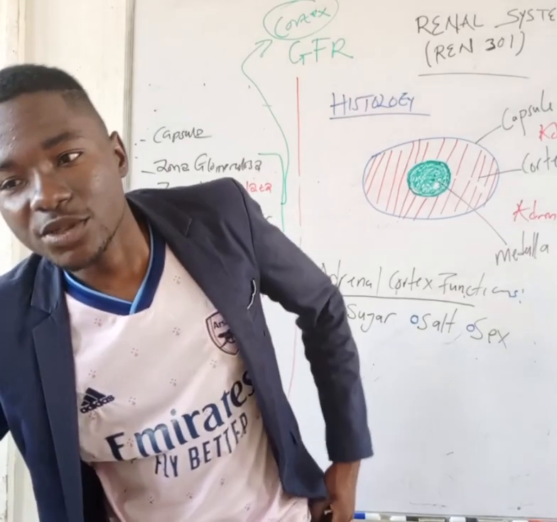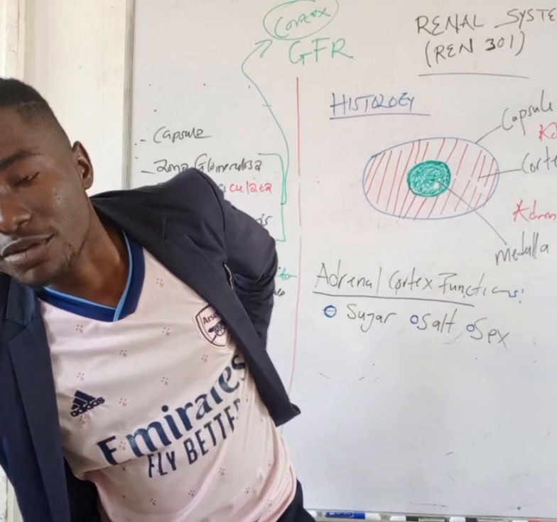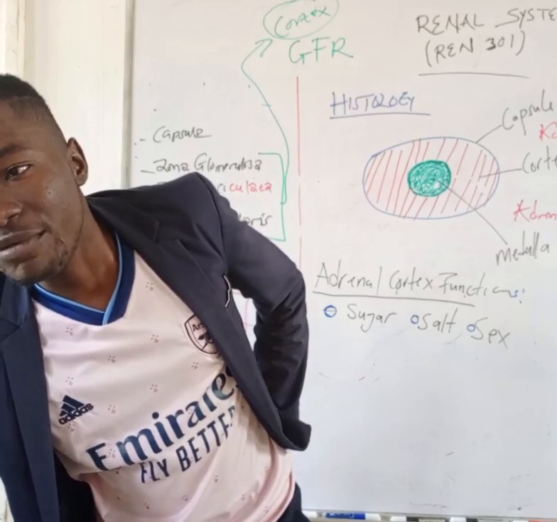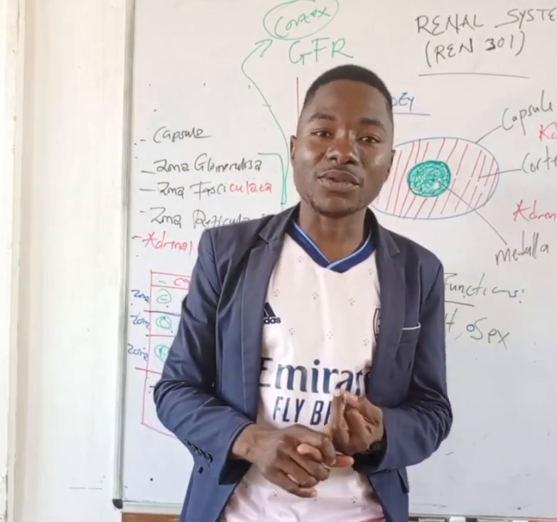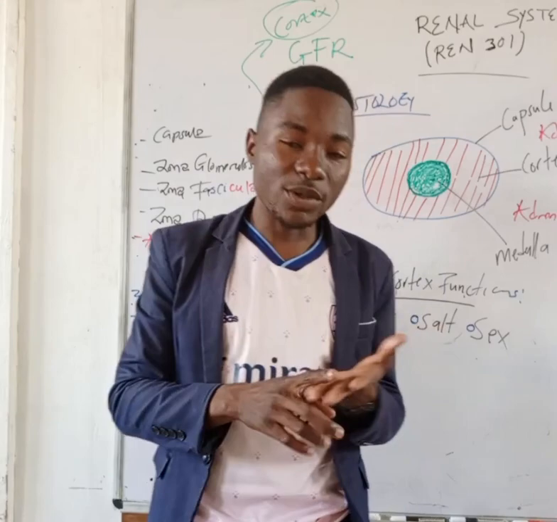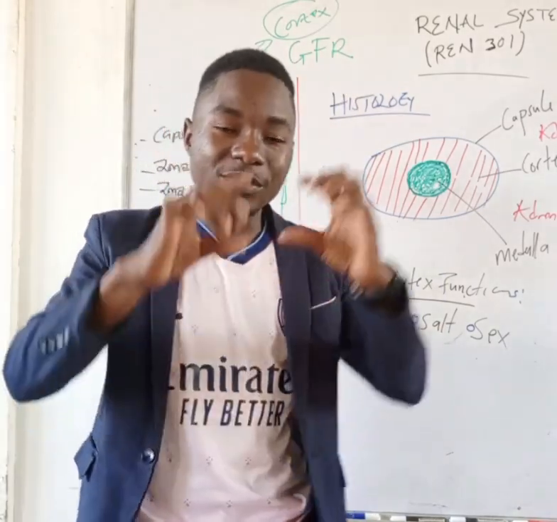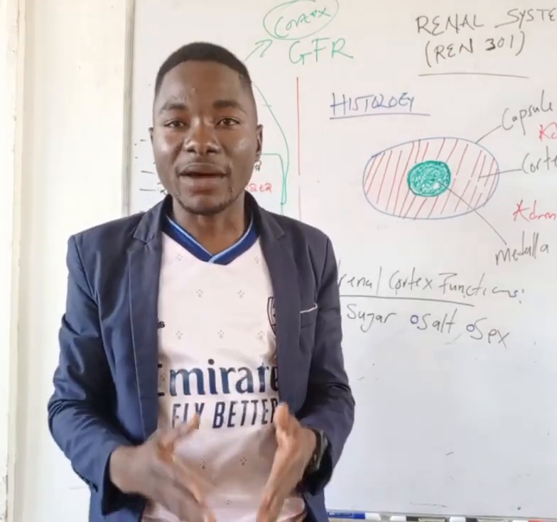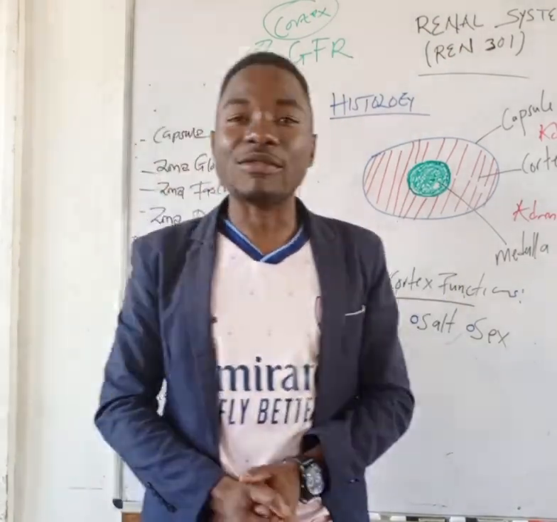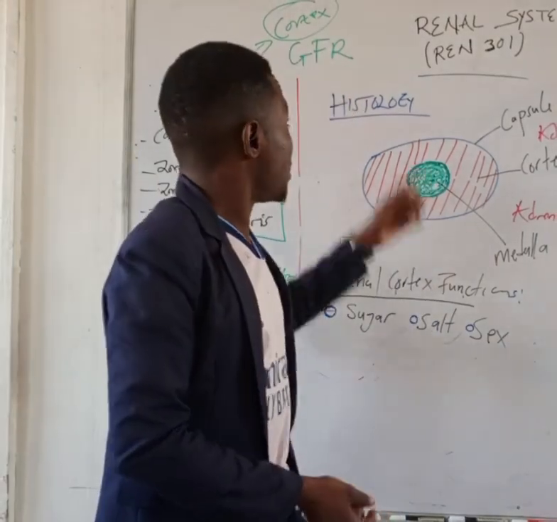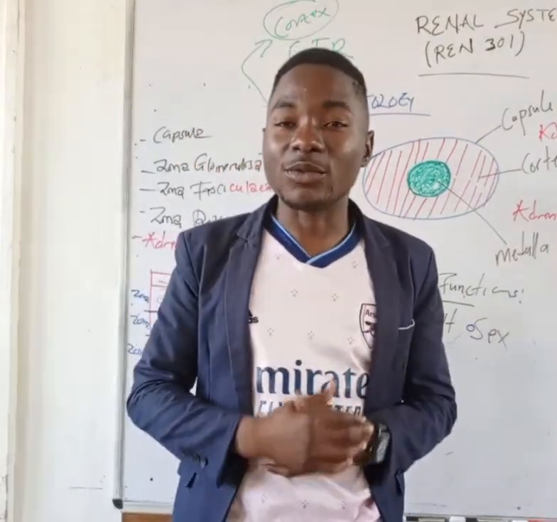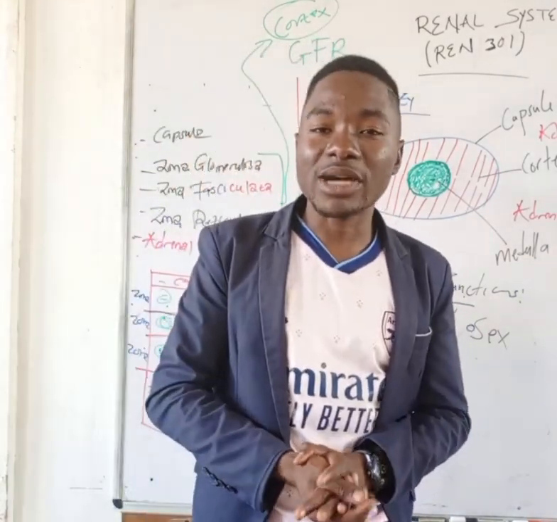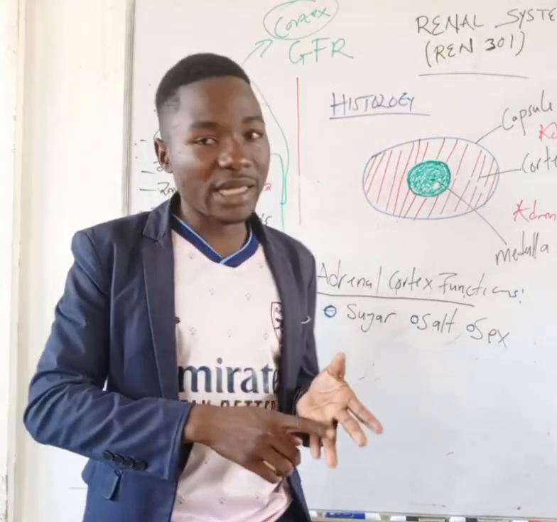The other things you will read on your own, because I've simplified everything for you. So what is the take home? We've done the introduction and talked about the organs of the renal system. We started from the suprarenal gland, then went to the kidney, then the ureter, the bladder, and after the bladder the urethra. Today we've done the suprarenal or adrenal gland. We've talked about its functions, embryology, and histology, the structure it is made up of: the cortex and the adrenal medulla.